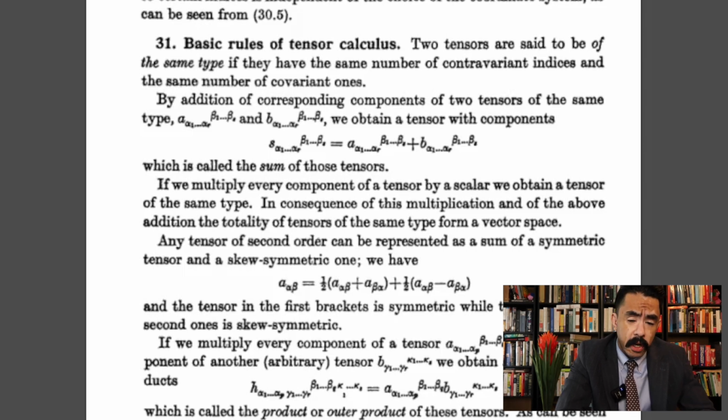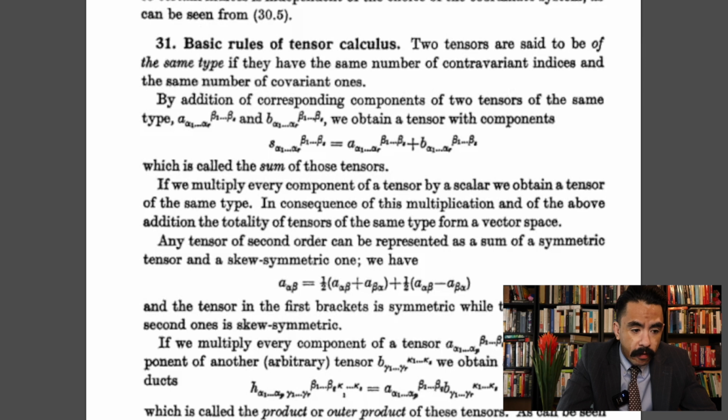Also, this is using the summation notation convention, which was introduced in section 27. This tensor that we just obtained is called the sum of those tensors. If we multiply every component of a tensor by a scalar, we obtain a tensor of the same type. In consequence of this multiplication and of the above addition, the totality of tensors of the same type form a vector space. Any tensor of second order can be represented as a sum of a symmetric tensor and a skew-symmetric one.